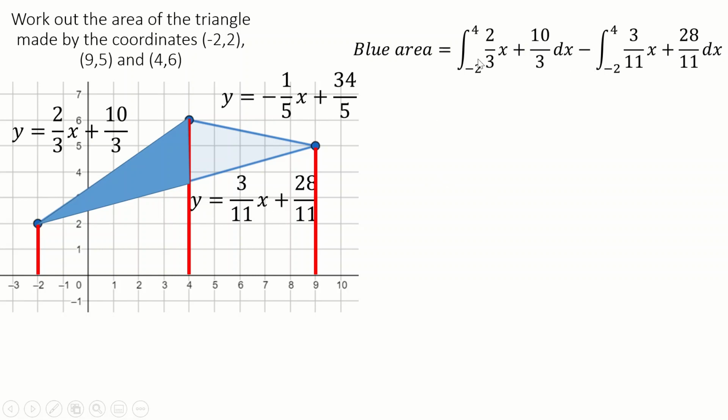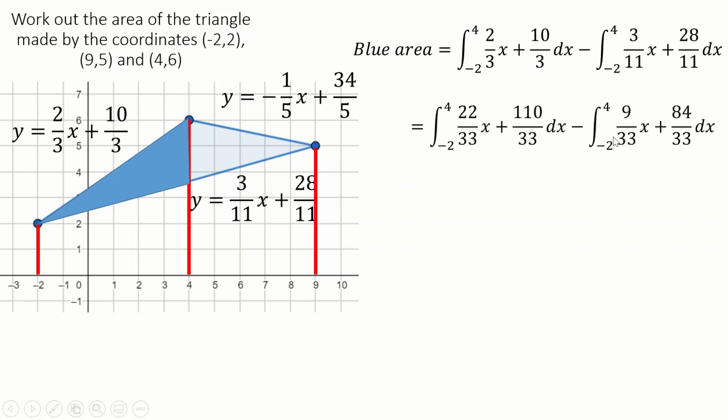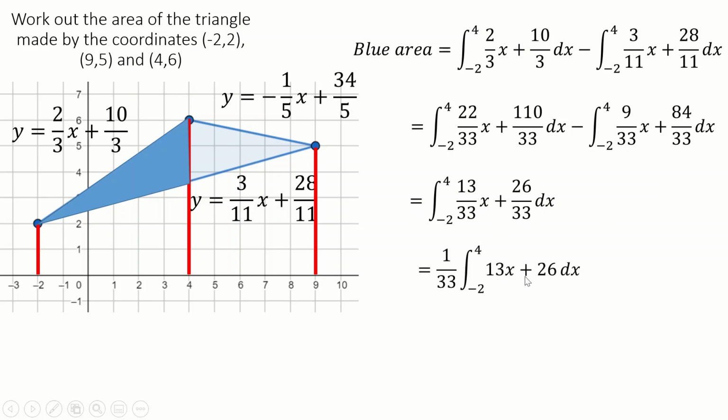Of course, I can tidy this up because they're over the same bounds, which means I can just combine the integrals together. To do that, I'm going to times this one by 11 over 11 and this one by 3 over 3. And now I can do 22 minus 9 is 13, 110 minus 84 is 26. And now I can just take out a 33rd. And actually now I can take out 13. And I end up with quite a nice integral to do. If I take out 13 from that, I just get the integral of x plus 2 over this bound. So that's the blue area, and I can do that integral a bit later.